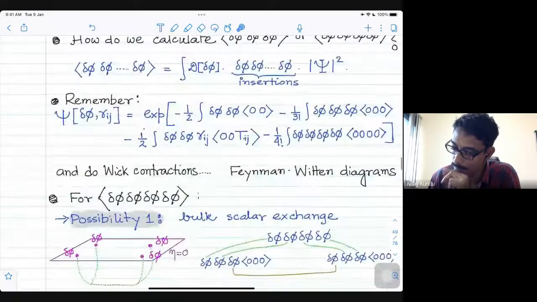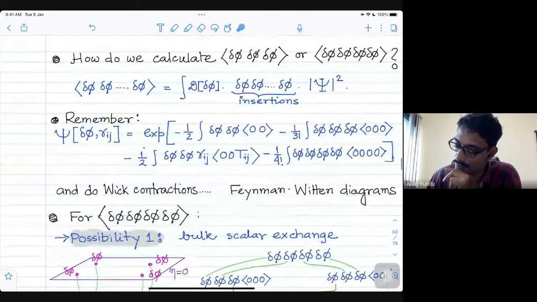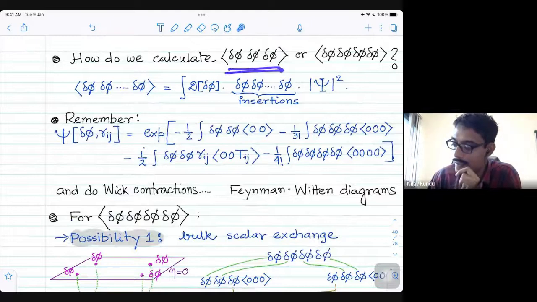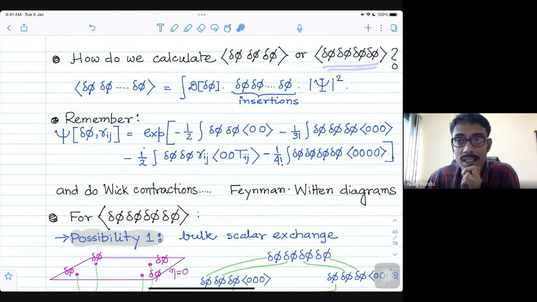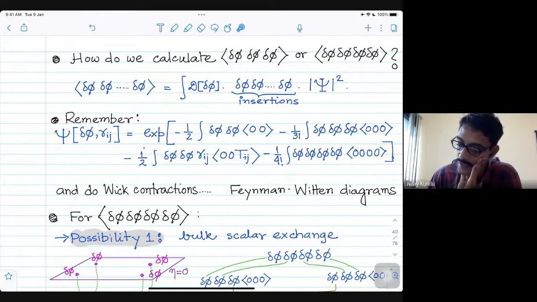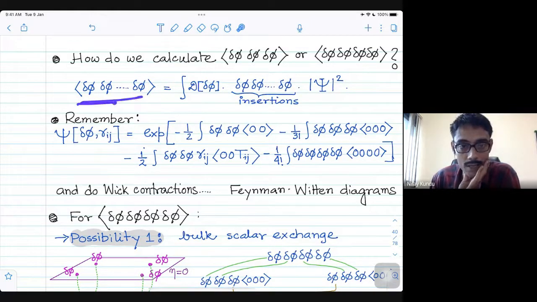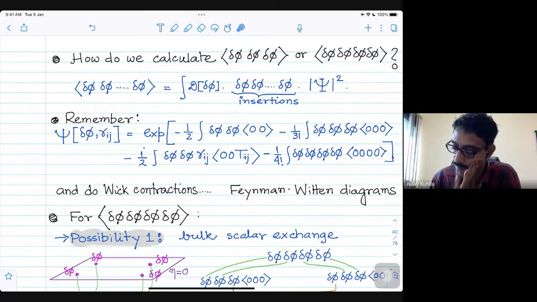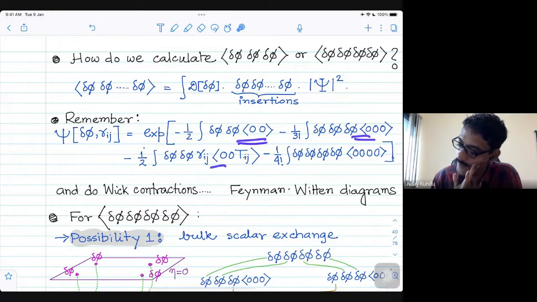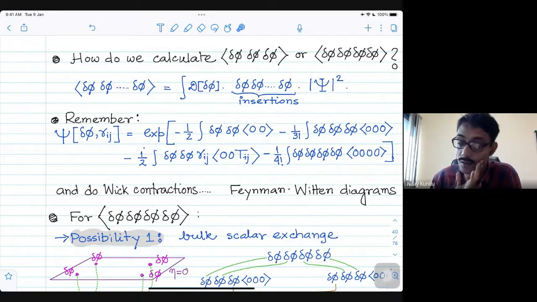Okay. Now, let me come back to this question, that how do we compute these 3-point or 4-point functions in inflation? Okay, I told you that once I know this wave function, I can put them as insertions in a further integral, and I can compute this n-point function. And you should remember, this psi has these objects on the right hand side. All of them, I'm not writing others. But then what we should do is exactly Wick contractions, as I just told you, and these are like Feynman-Witten diagrams. So let me give an example.